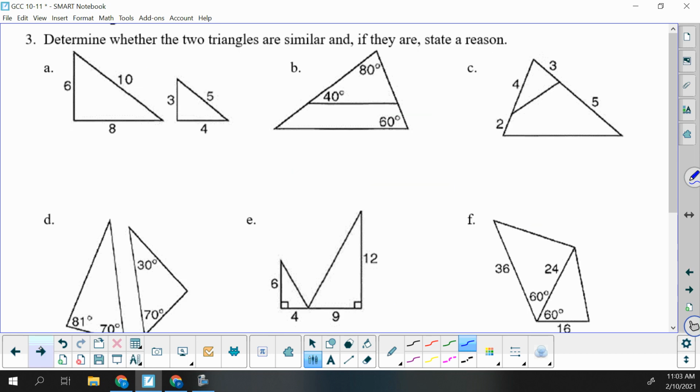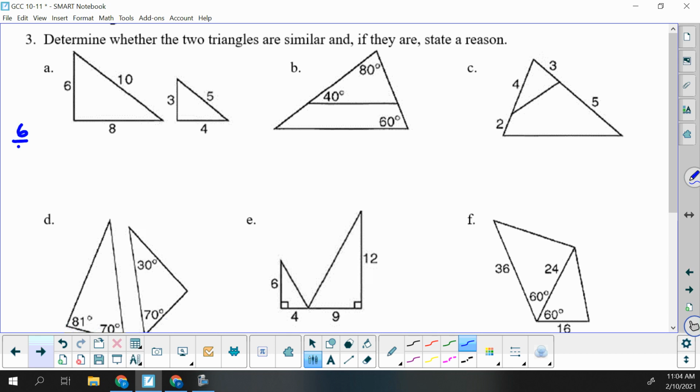Moving on to number 3, we want to know whether they're similar or not. Our similarity reasons, we have side, side, side similarity theorem, side, angle, side similarity theorem, and angle, angle similarity postulate. So here we don't have any angles, so we want to check our sides.